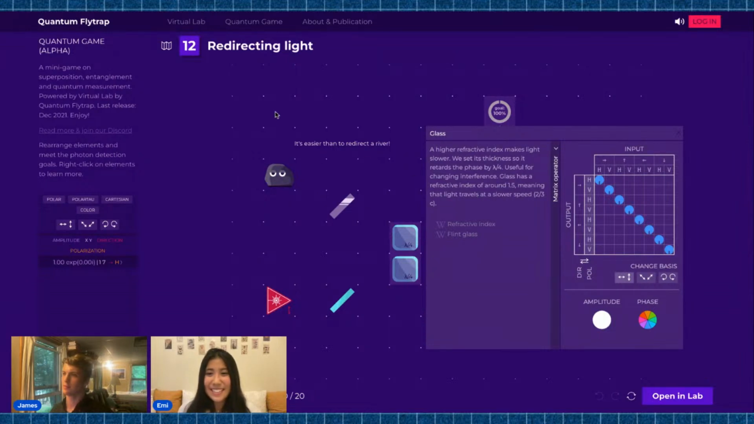Cool. Right. So in this case, glass has a refractive index of around 1.5, meaning that light travels at a slower speed, which is equivalent to 2/3 of the speed of light. Okay. So when it goes through the glass, is that going to change just the phase, or the wavelength? It doesn't change the color of the light, right? It just changes the phase. Yeah, exactly. It wouldn't change the actual wavelength itself or the frequency, but it would change the phase. Okay. Cool. Got it.